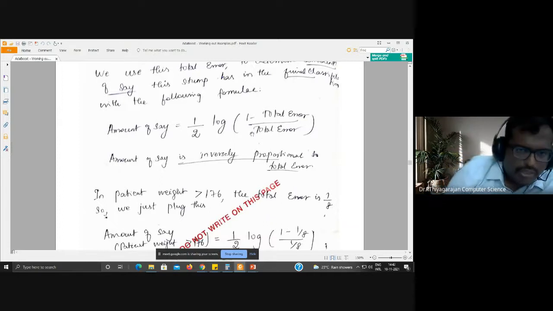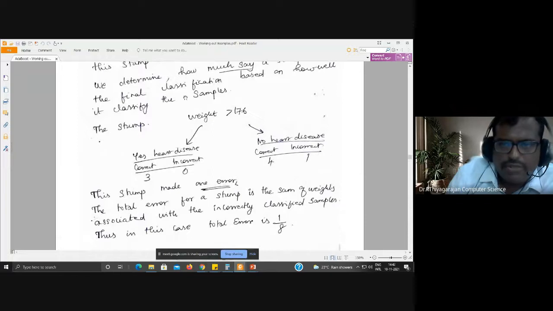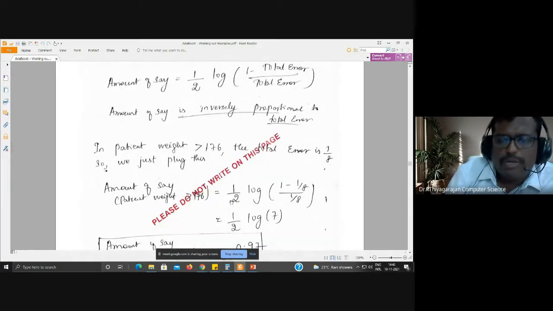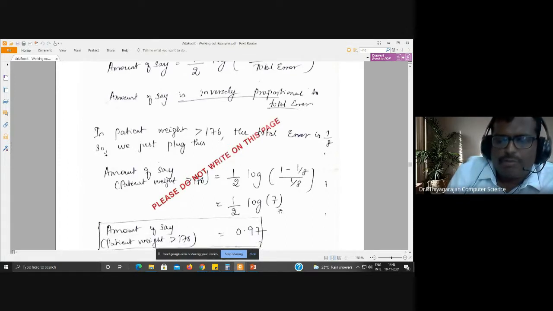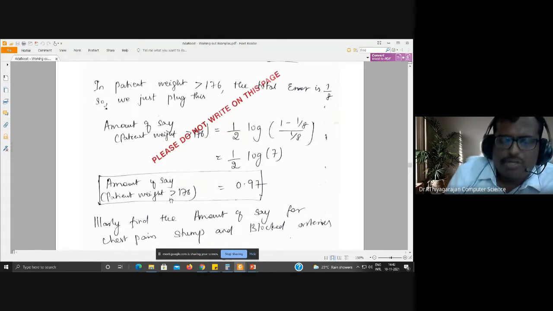So now calculate the amount of say. Already we know the total error for this stump, the stump we are going to deal with that we found with the Gini index. The total error is 1 by 8: the misclassification is 1 and the total sample is 8. Substituting, the amount of say is 1 by 2 logarithm of (1 minus 1 by 8) divided by 1 by 8. If we simplify it, it boils down to 1 by 2 logarithm of 7. So the amount of say for the patient weight greater than 176 is 0.97.